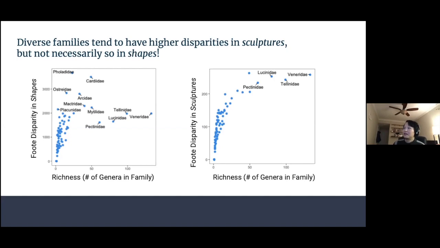But this pattern is directly in contrast with the pattern in the variability of shapes. If the family contains more genera, it's not necessarily the case that the disparity in shape will also be higher.